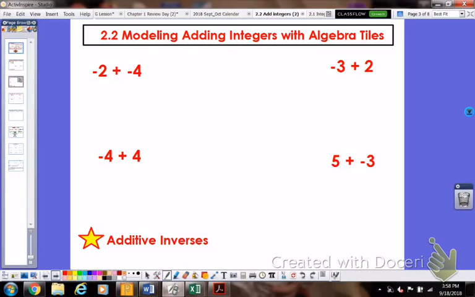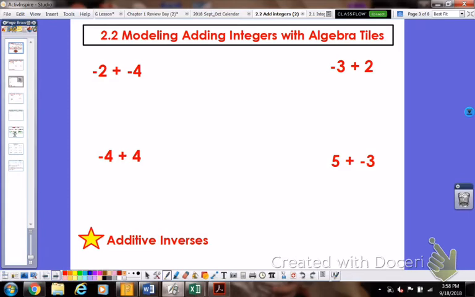Okay, here we go with lesson 2. If you remember from lesson 1, I said a couple times about how we would be working with our signs in later lessons. So today is our first day of working with our signs. Our goal for today is to learn how to add integers when we have both positives and negatives. First way we want to do it.